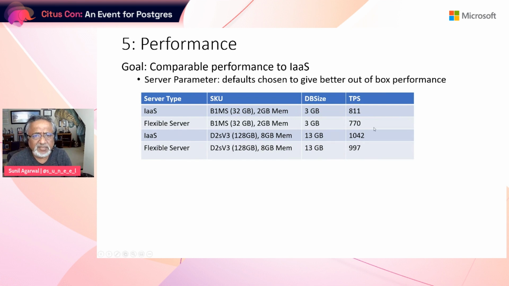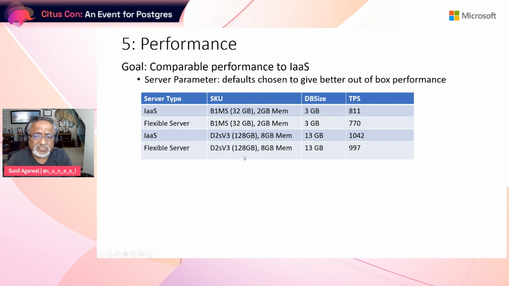And to show those numbers, what we did was we ran a test with PgBench. PgBench is a very standard benchmark tool for Postgres applications. So notice here, I have a server which I'm running on a VM, right? Infrastructure as a service. And I chose a burstable compute B1MS, which is our lowest SKU, 32 gigabyte of storage and 2 gigabyte of physical memory. And the database size was 3 gigabyte. And notice with the VM, I'm getting 811 transactions per second. Flexible server with the same configuration is getting 770. So if you notice, it is within 4 to 5% of what performance I could get on a VM.